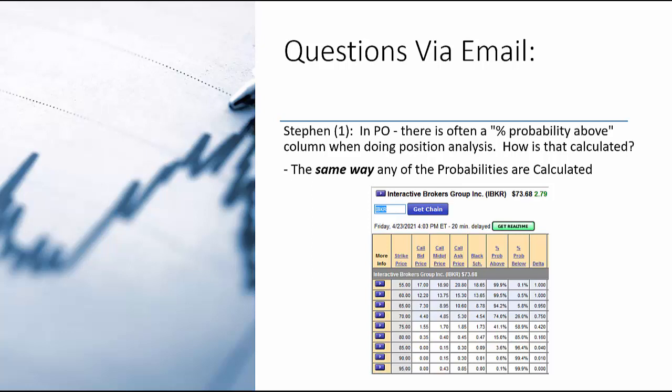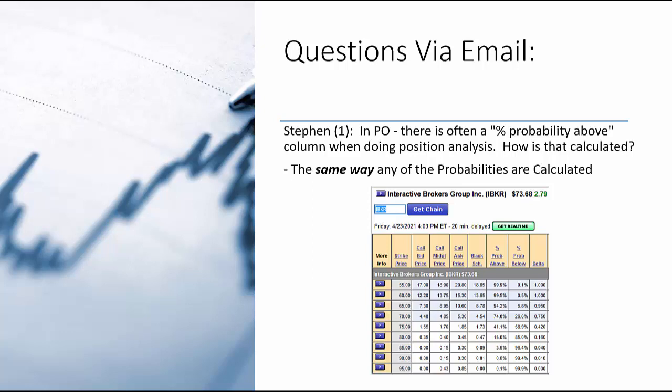In this presentation, we want to take a look at the probability calculation that is shown on PowerOptions. This, of course, comes directly from one of our Friday discussions from Friday, April 23rd, where Stephen asked us, in PowerOptions, there is often a percent probability above column when doing the position analysis and analyzing rollout opportunities. How is that calculated? Well, it's calculated the same way any of the probabilities on PowerOptions are calculated.